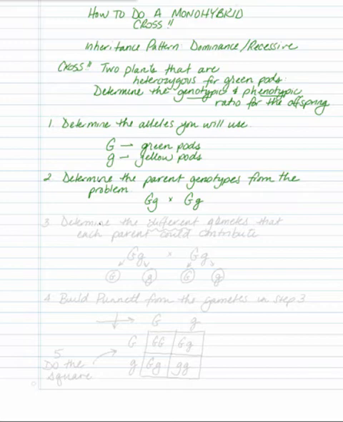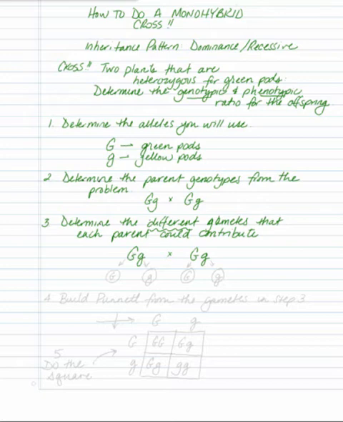Once you have your parents established, the third step is to determine the different gametes that each parent could contribute. Different is really important. Because really what we're looking at here is what are the possibilities of one gamete fertilizing with another, and looking at the possible outcome for their offspring. So once again, we have the parents: a big G and a little g, and a big G and a little g.